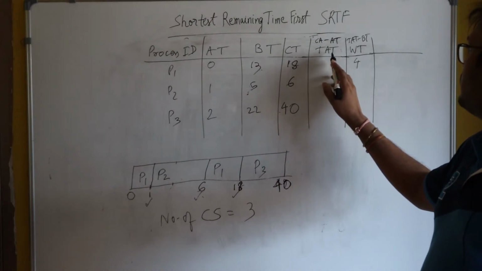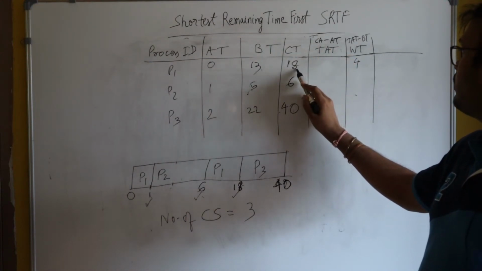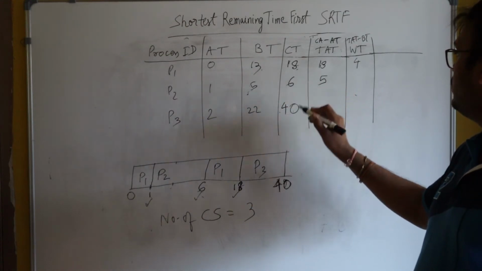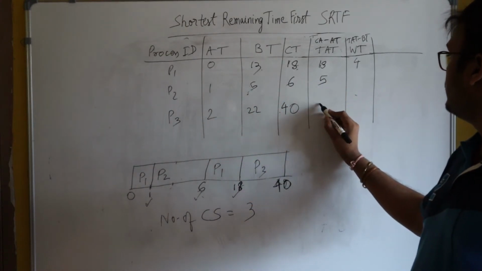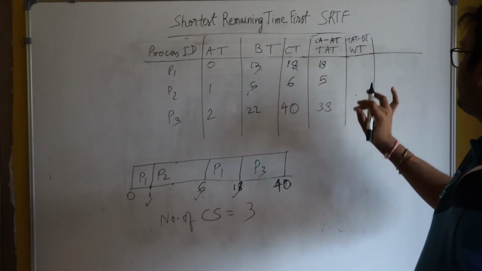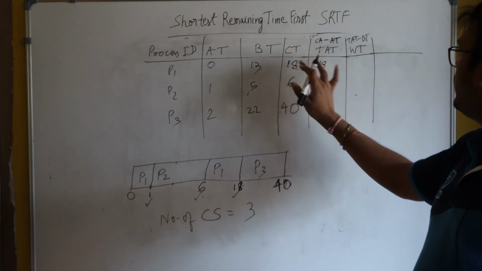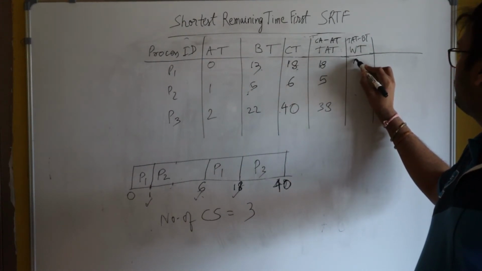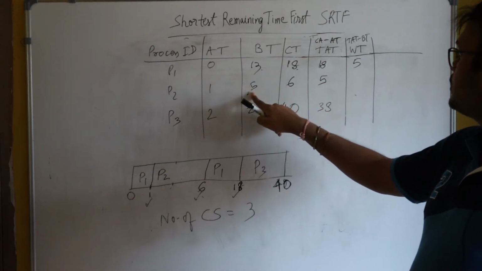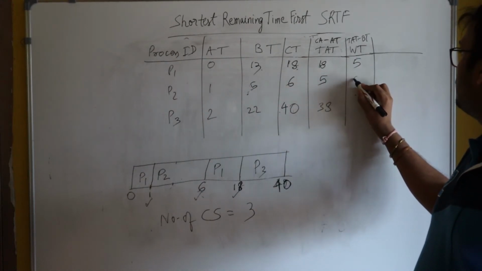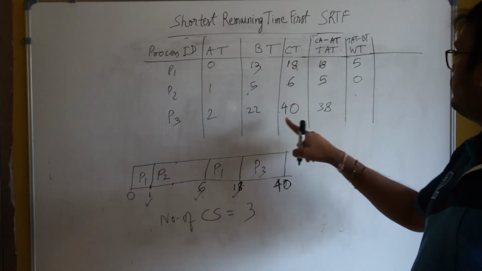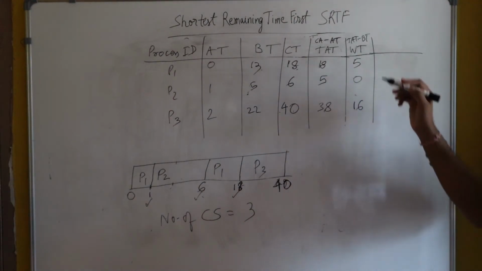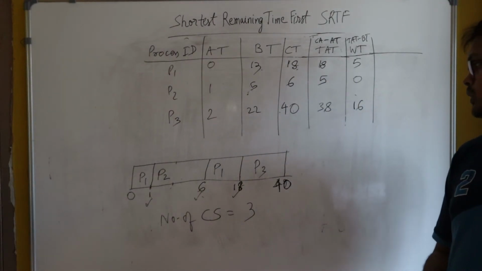So turnaround time is completion time minus arrival time. Completion time minus arrival time for P1, for P2, and for P3, 38. And waiting time is turnaround time minus burst time: 18 minus 13, 5. Then for P2, 5 minus 5, 0. And for P3, 38 minus 22, 16. So here we have calculated the waiting time of all the three processes.